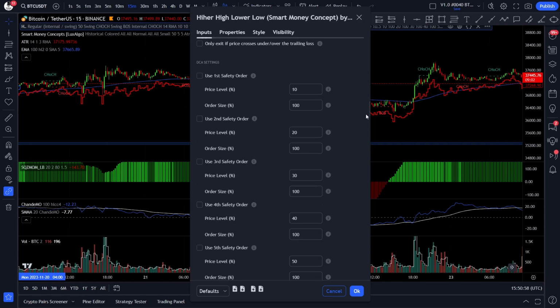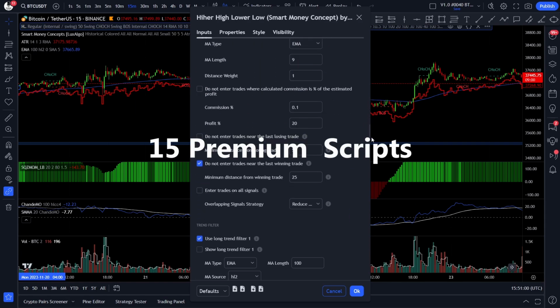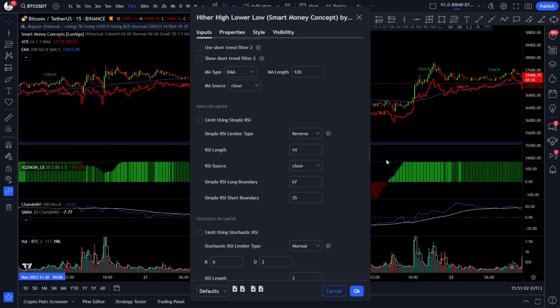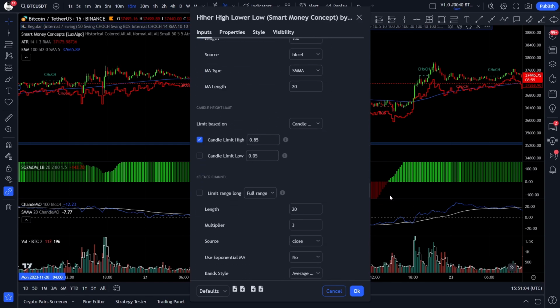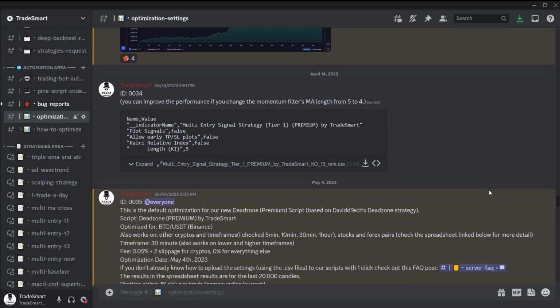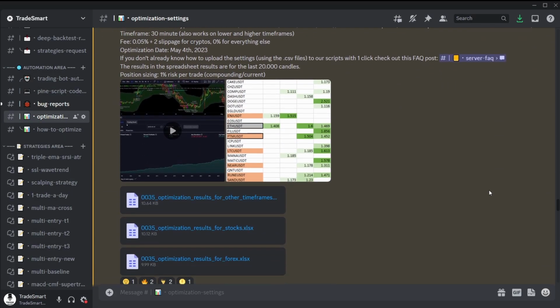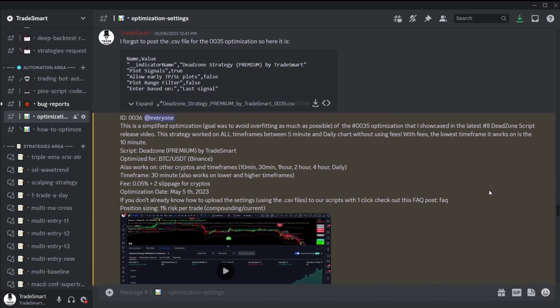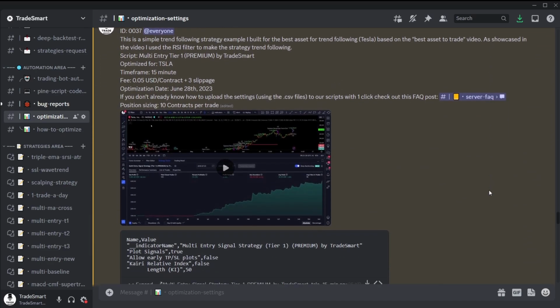In the last 2 years we released 15 different premium strategy scripts such as the triple EMA, higher high lower low, divergence scripts and so on. For these scripts we made a total of 42 optimizations for different asset and timeframe combinations, mainly for crypto and a few for forex, stocks and the S&P 500.